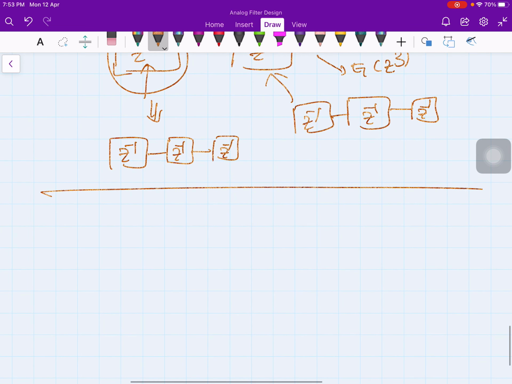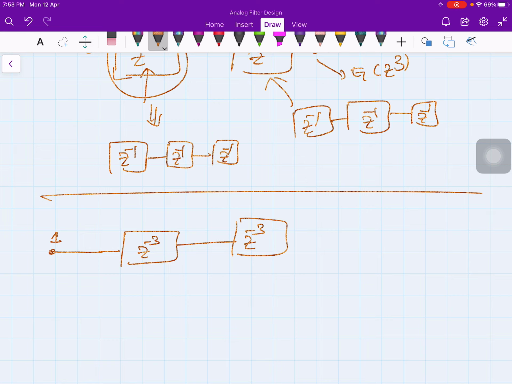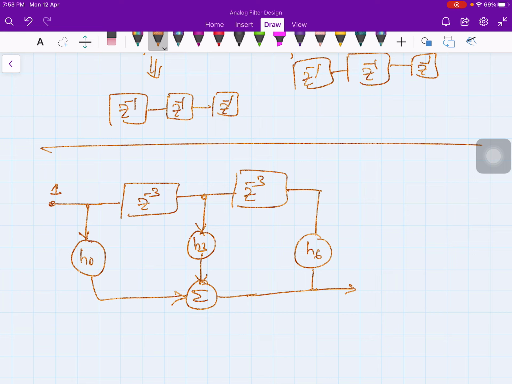For example, for E0, I will have to take h0. Let me take point 1, and this is given to z^-3 and z^-3, and at this point h0, and from here h3, both are added, and then h6 is delayed by 6 units. This is E0(z^3).